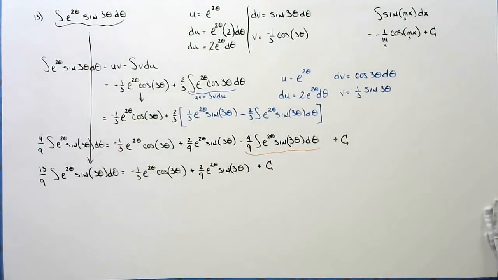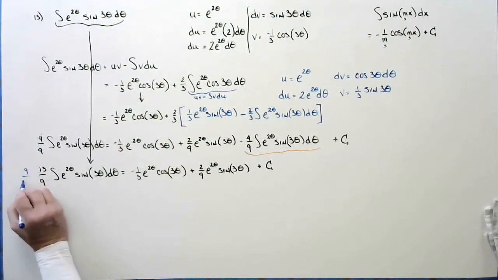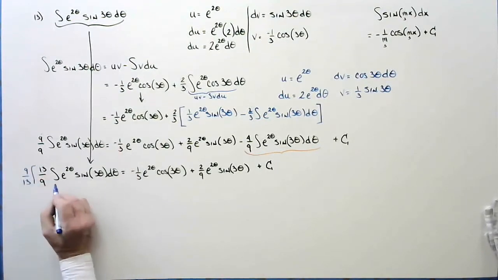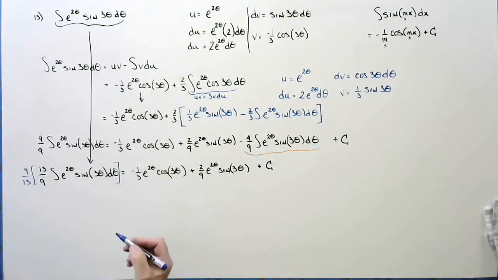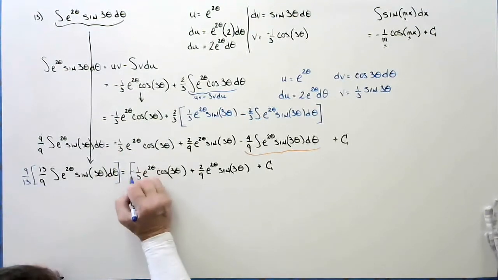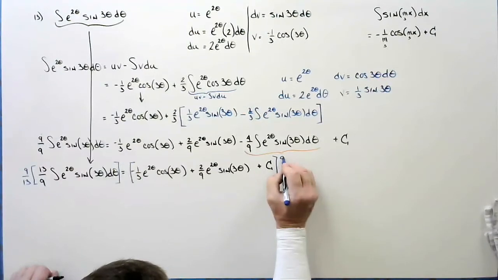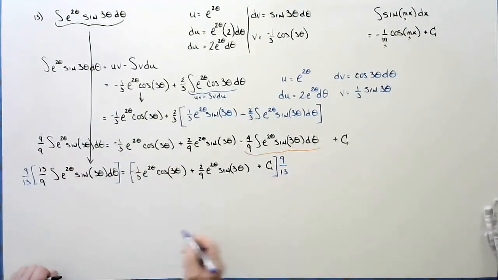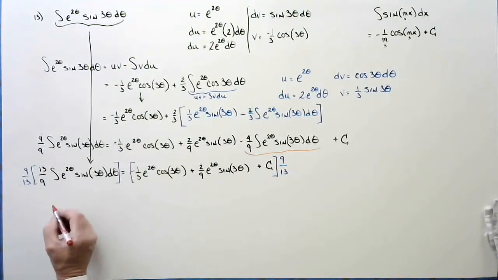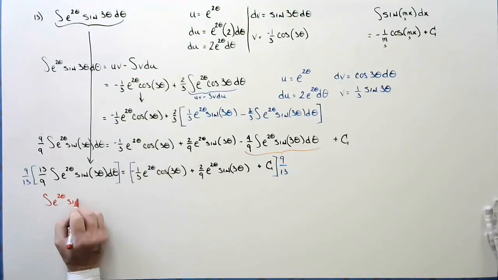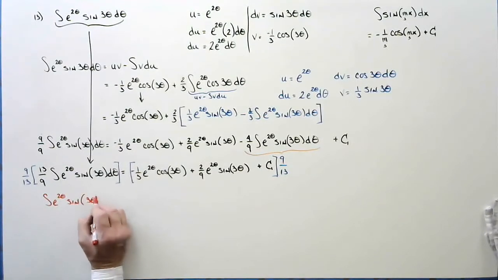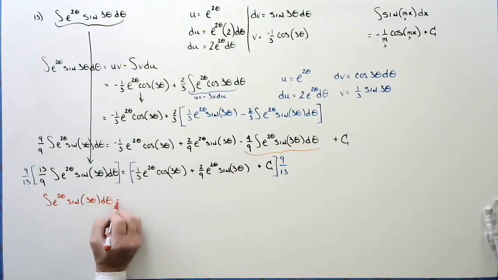But we know how to turn 13/9 into 1. We multiply both sides by 9/13. So I'm going to multiply over here by 9/13. But if I do that, I have to multiply over here by 9/13. Over here, when I multiply by 9/13, I'm left with now just the integral of e to the 2 theta sine 3 theta d theta.